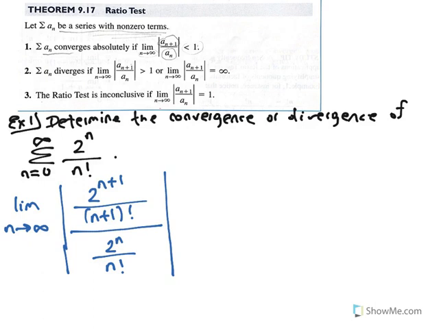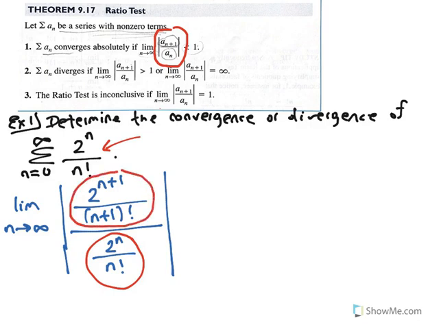So here we have the limit where we're taking the limit as n approaches infinity of the absolute value of the quotient of the n plus 1th and the nth terms. So here we have the nth term, which we have in the denominator of our quotient. And in the numerator of our quotient, we have the n plus 1th term, where we replace the n in the nth term with n plus 1. So now you just have to go ahead and find this limit.